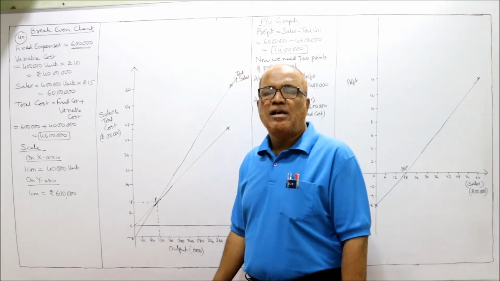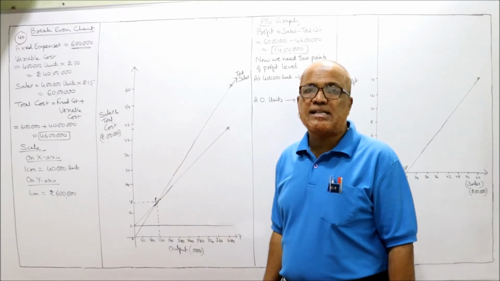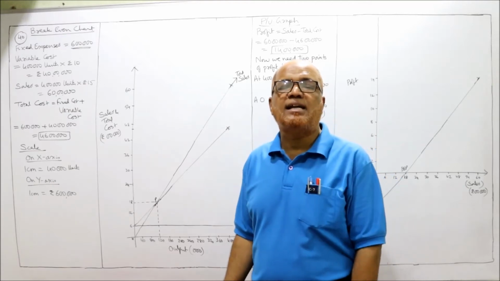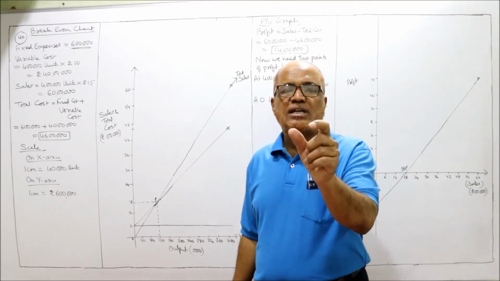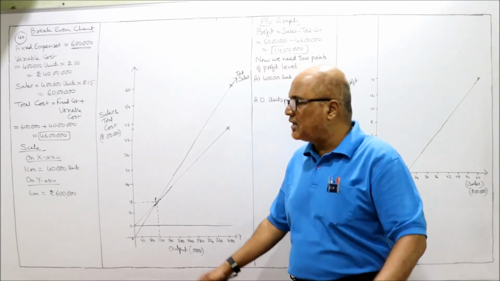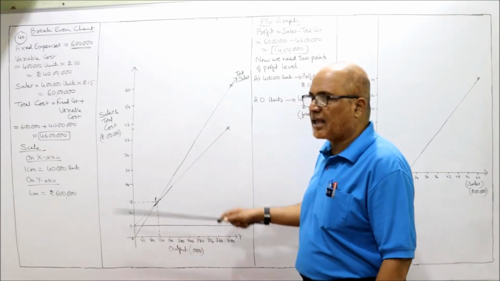On the y-axis, the total sales are 60 lakh. And this 60 lakh we have to adjust in 10 centimeter. So 60 lakh divided by 10 is 6 lakh. So 1 centimeter will take 6 lakh on the y-axis. Now this is the graph.